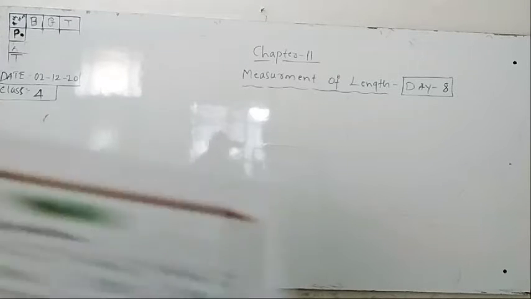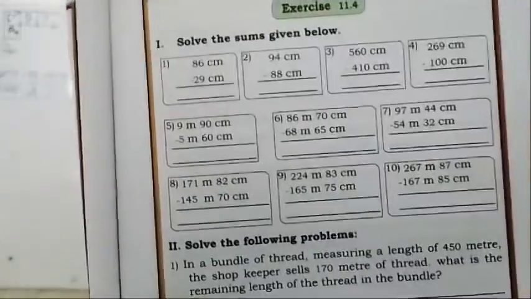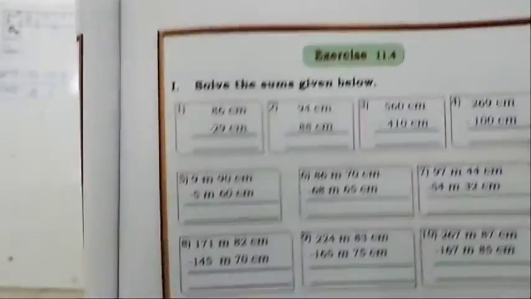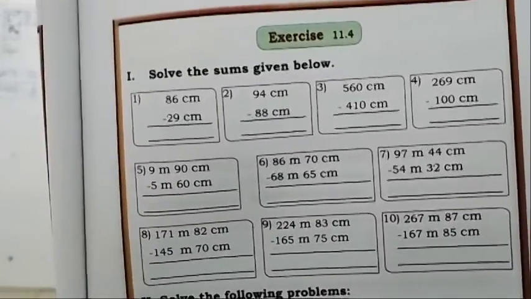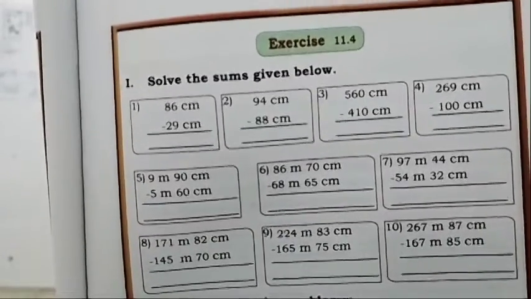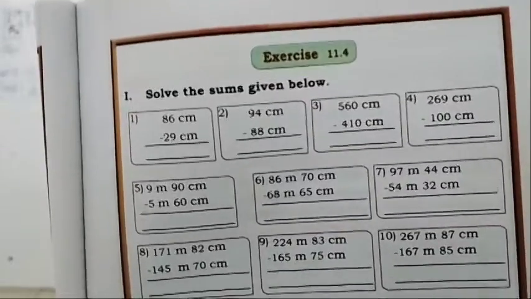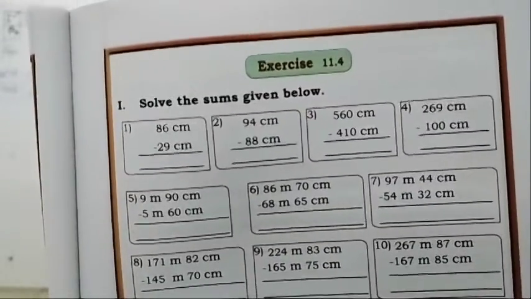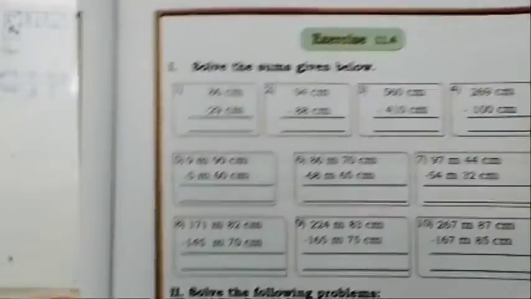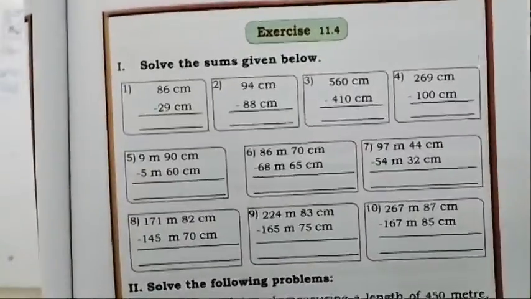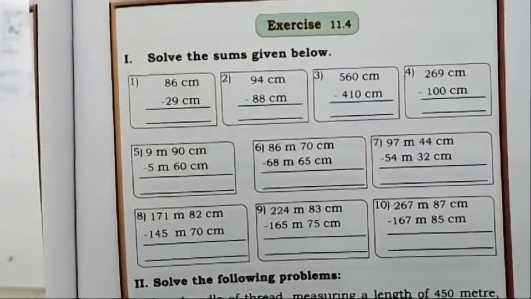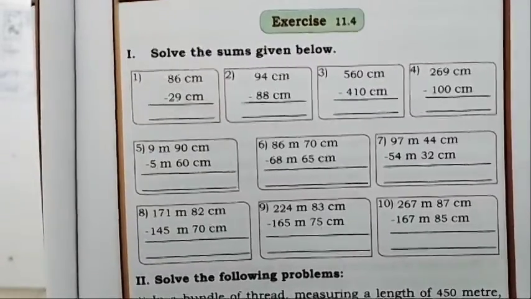Yes, dear students, all of you open your textbook. Page number 37 is there. Open all of you. Then look at that problem. Exercise 11.4 is there. Understand? Solve the sums given below. 86 centimeter and 29 centimeter is there. Very easy problems are there. What I solved now, these problems are given there. You should observe the problems and solve on your own. Understand? Any doubt, you have to send on WhatsApp. Then I will check and I will send you.